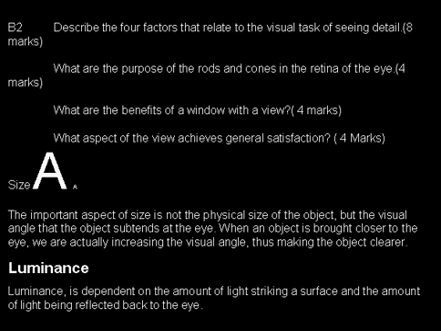Second, illuminance. Illuminance is dependent on the amount of light striking a surface and the amount of light being reflected back into the eye. The more light the eye sees, the more clearly it will see that object. So for instance, if you're doing detailed work, then you shine a brighter light on that object.